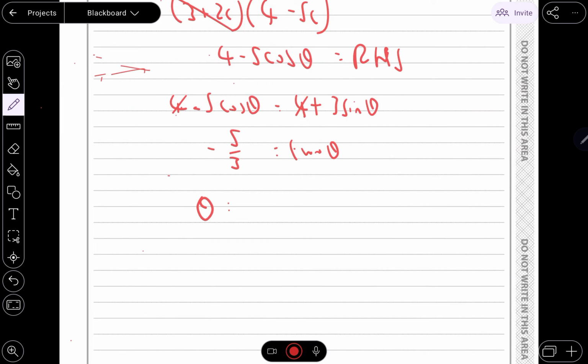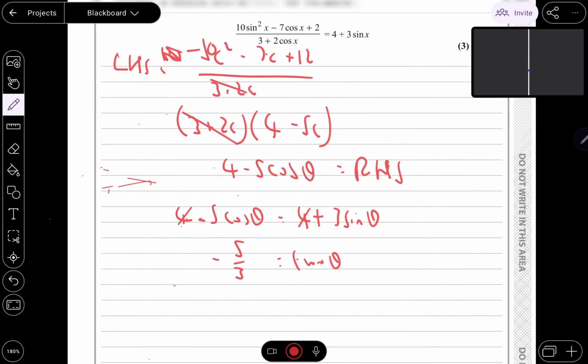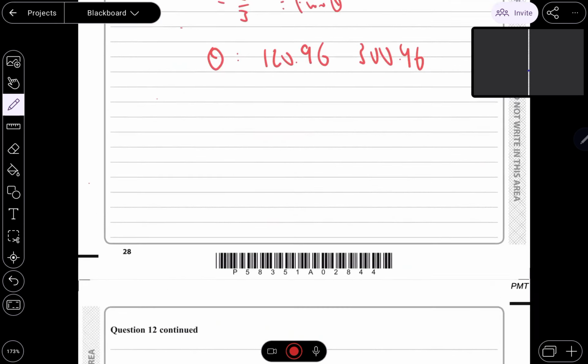So theta equals, let's do some typing. Inverse tan minus 5 over 3 is minus 59. So we're going to add 180 to get 120.96. And we're going to add 180 to get 300. I really hope that decimal place is going to be okay. That doesn't say good. Excellent.